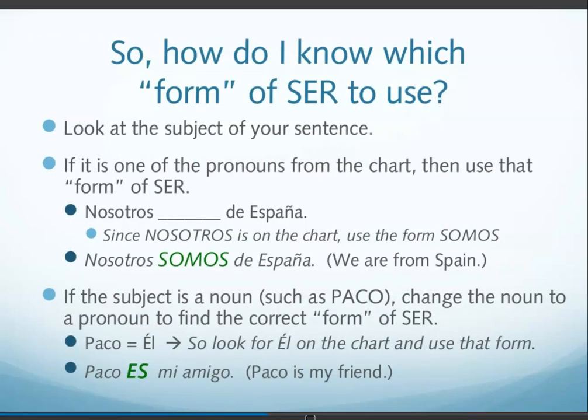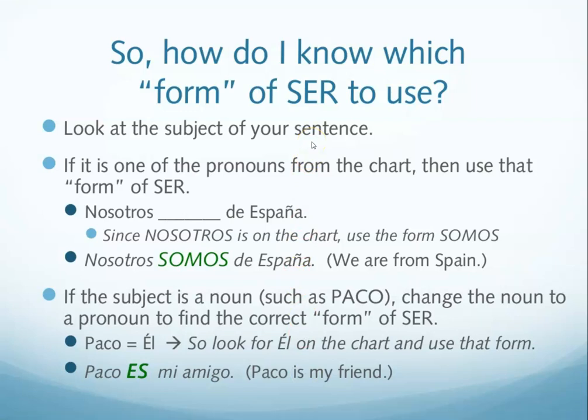So how do we know which form of ser to use? Look at the subject of your sentence. If it is one of the pronouns from the chart, then use that form of ser. Por ejemplo, look at nosotros. Nosotros blank de España. Since nosotros is on the chart, use the form somos. Nosotros somos de España. We are from Spain.